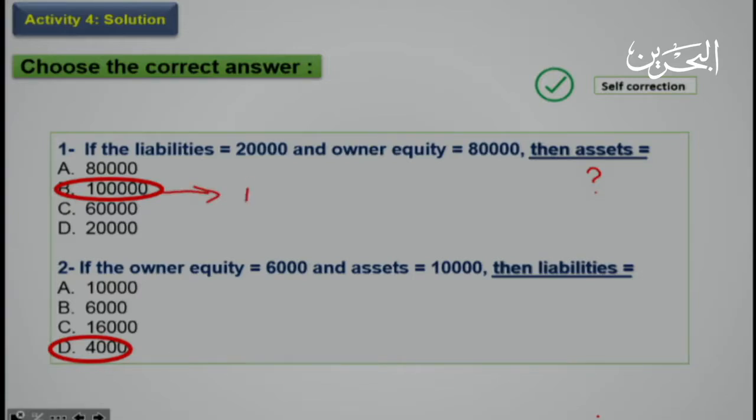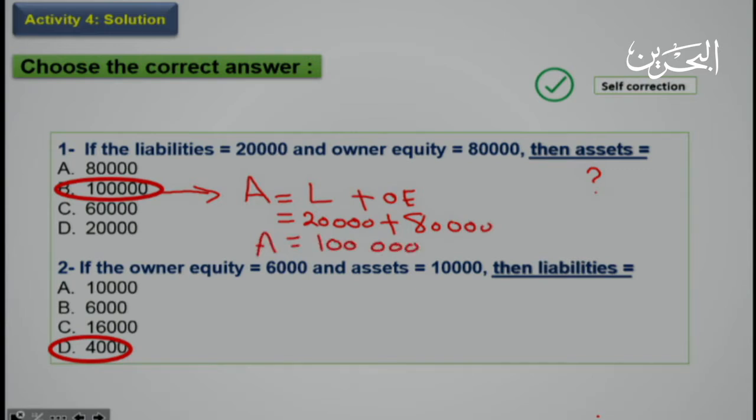I will see the assets equal liability plus the owner equity. Let us apply this equation. The liability, I have it, is 20,000 plus the owner equity that I have, which is 80,000. Then the assets will be 100,000, as we see in our answer.